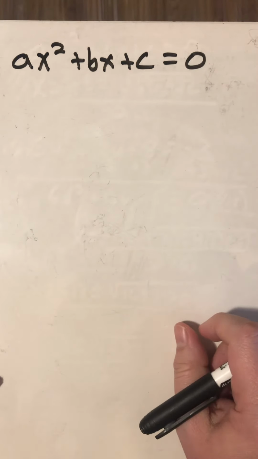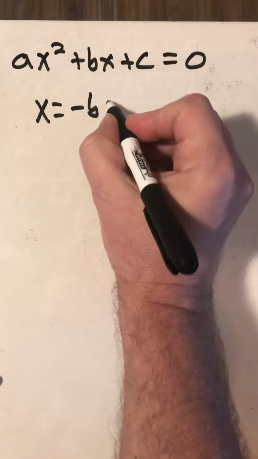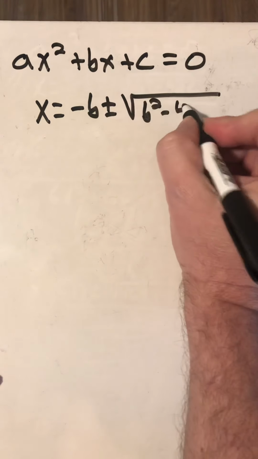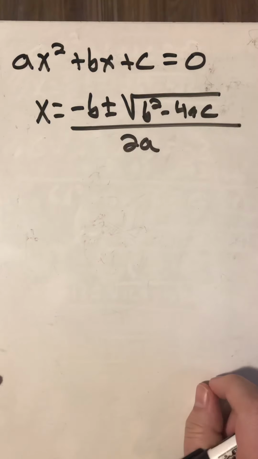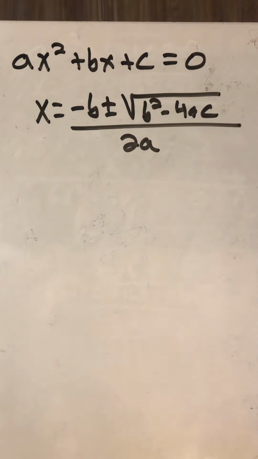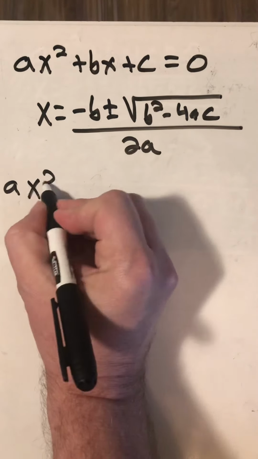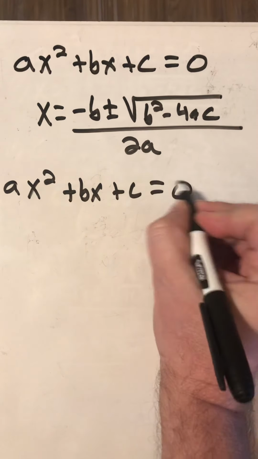Okay, I want to go from that to this. X equals negative b plus or minus square root b squared minus 4ac all over 2a. That's the quadratic equation. I get there by completing the square. So let's rewrite that quadratic in standard form. Ax squared plus bx plus c equals 0.